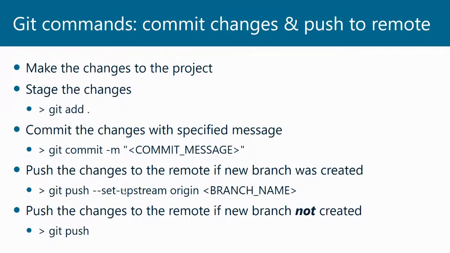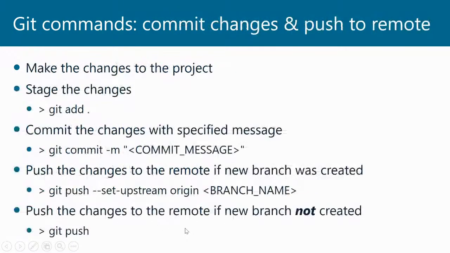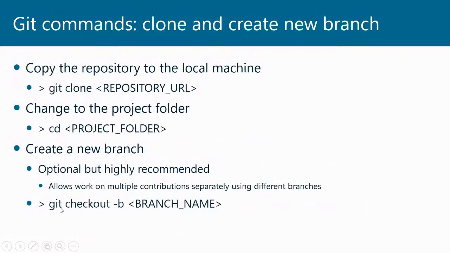That's the idea. The way that you do the push to your GitHub repo differs depending on whether you created a separate branch in the step. If you did create a separate branch, then you'll need to do it this way: git push --set-upstream origin, and then the branch name that you chose when you ran this, git checkout -b.